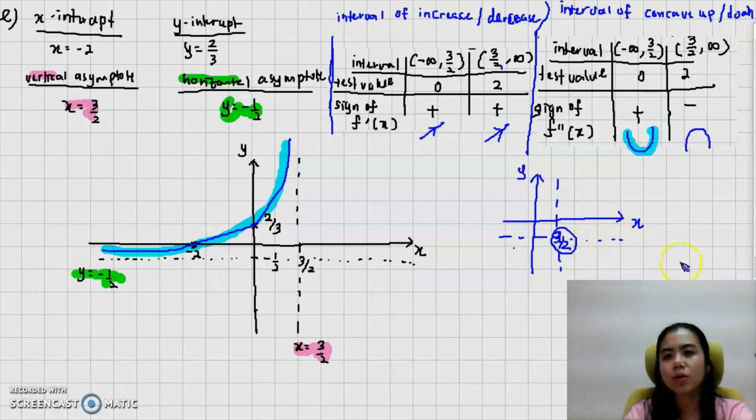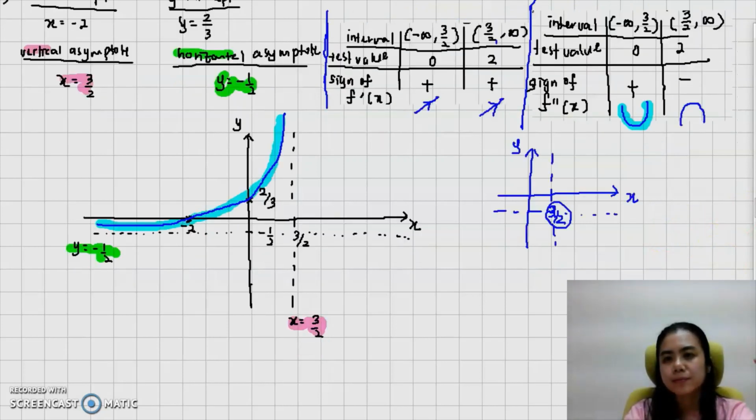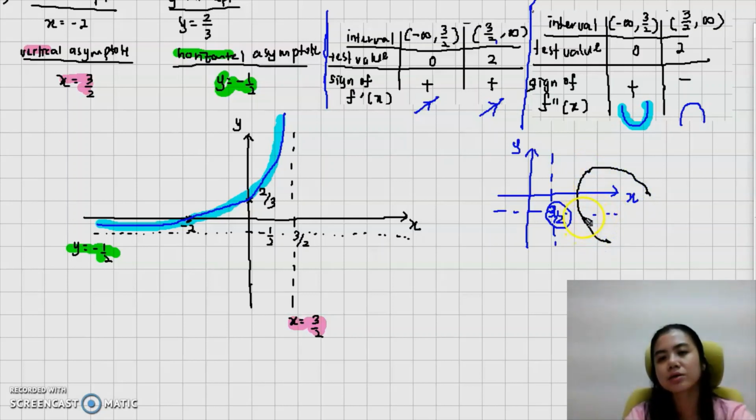If you want to draw the concave down curve, we cannot have a curve that passes through the dotted line. So you're going to draw either in this region or this region. But if you draw it up here, with the curve going up like that, then for sure you will have a curve that passes through the asymptote. So this is not correct. In order to be correct, the curve must be down here.